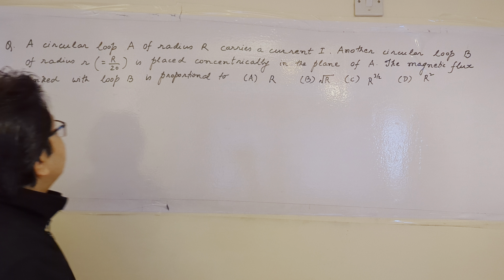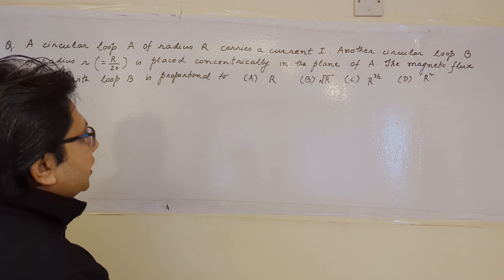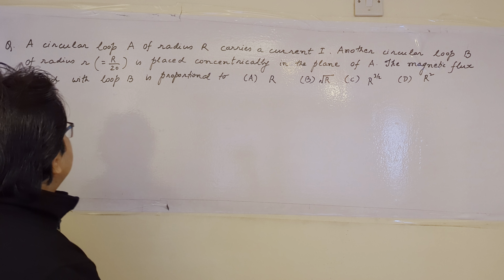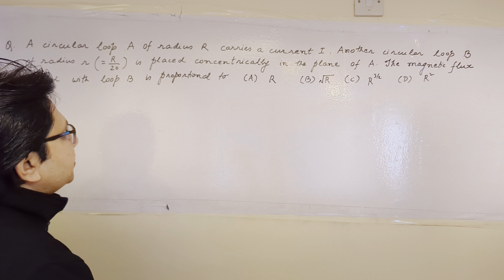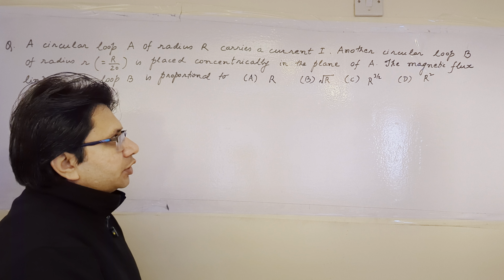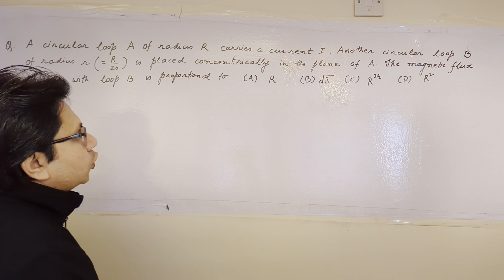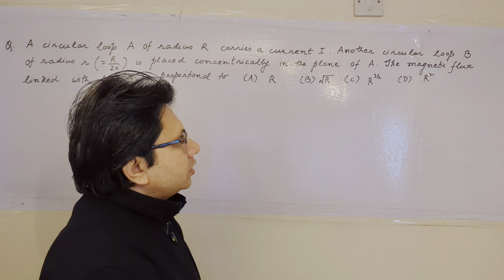Hello students, the question is: a circular loop A of radius capital R carries the current I. Another circular loop B of radius small r, which is equal to capital R upon 20, is placed concentrically in the plane of A. The magnetic flux linked with loop B is proportional to: option A, capital R; option B, square root of capital R; option C, capital R to the power 3 by 2; and option D, capital R square.